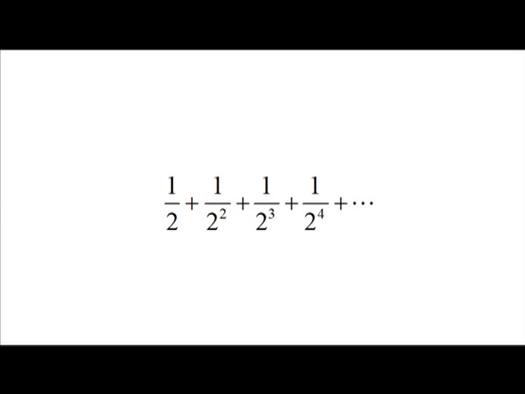This says that the distance to be covered by the runner, which is the sum of the infinite series 1 upon 2 plus 1 upon 2 square plus 1 upon 2 cube plus 1 upon 2 power 4 plus etc., is 1 kilometer, which we always expect.